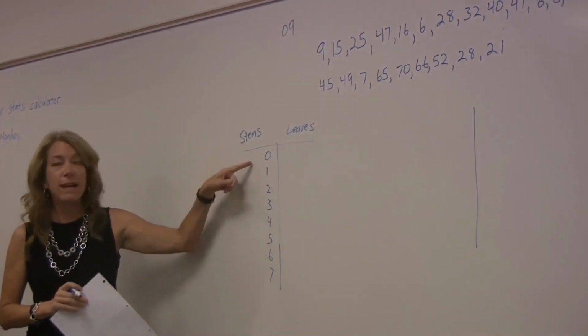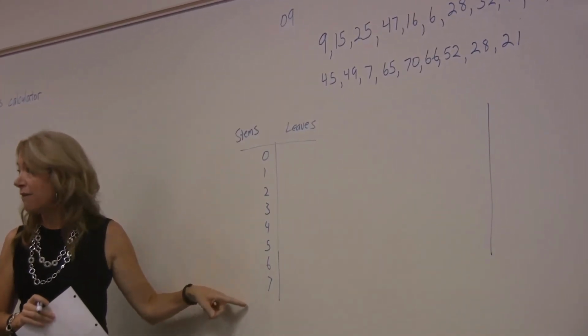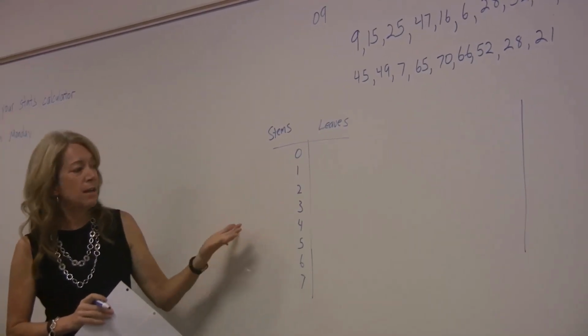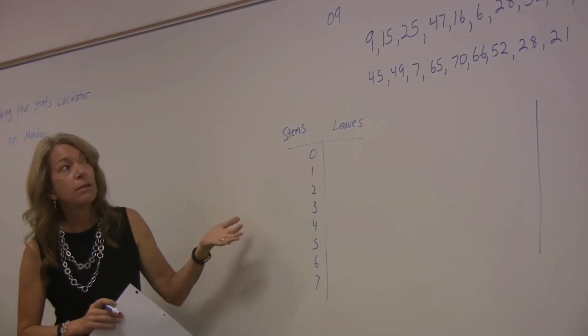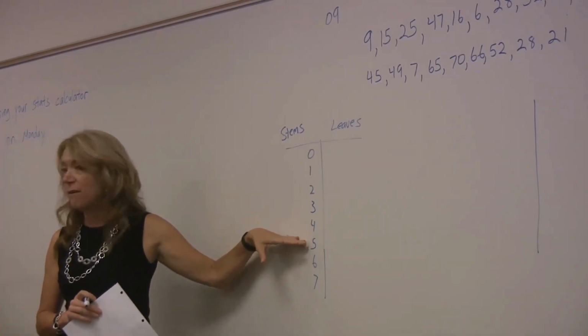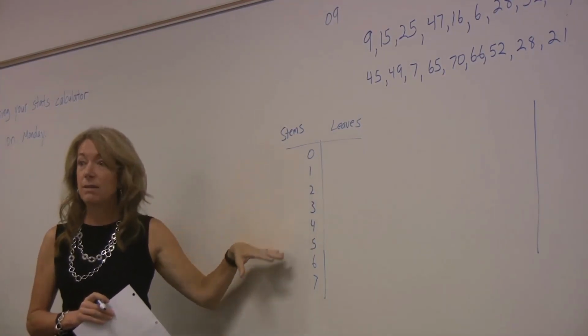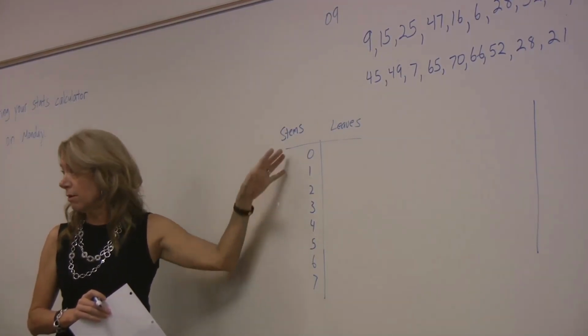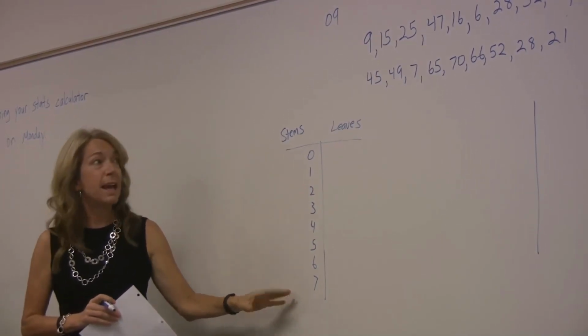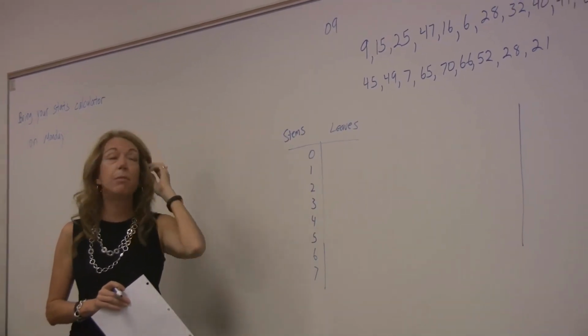It doesn't matter if I don't have one of each of these. I have to have everything from the smallest to the biggest represented here. So if I didn't have, say, anybody in the 50s, I think I do, I still would have to list the 5 here, because these have to be evenly spaced. Everyone all right where those ones came from? So the stems are the first digits in this example.